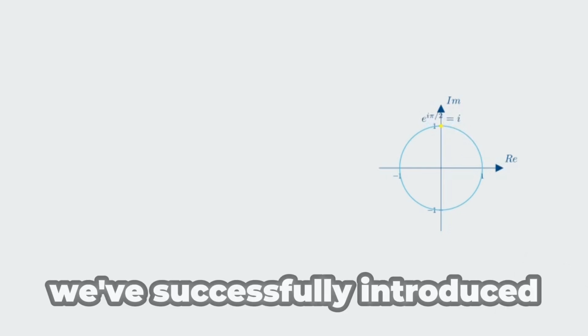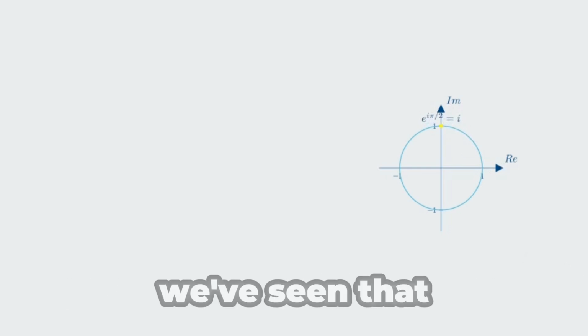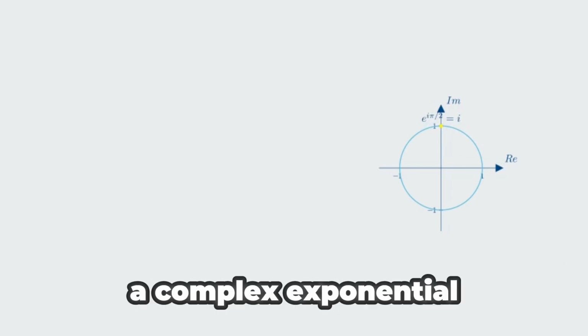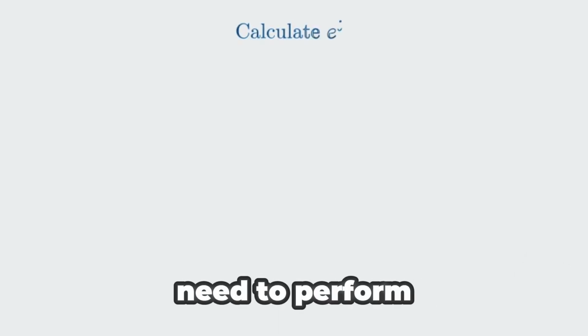For this scene, we've successfully introduced Euler's formula and visualized its meaning. We've seen that it connects a complex exponential to a rotation in the complex plane. We have arrived. In this scene, we will derive Euler's identity directly from Euler's formula. Our objective is to calculate e to the i pi. This is the core calculation we need to perform.